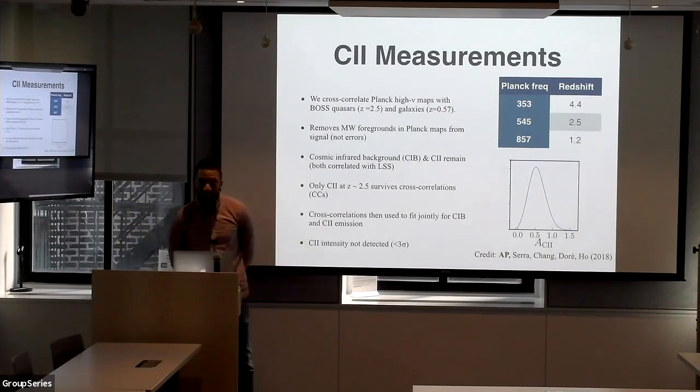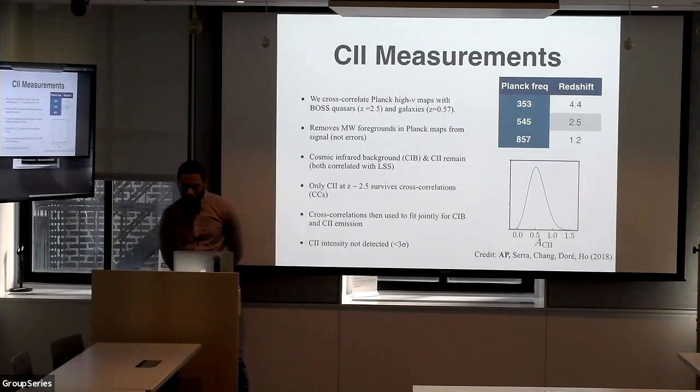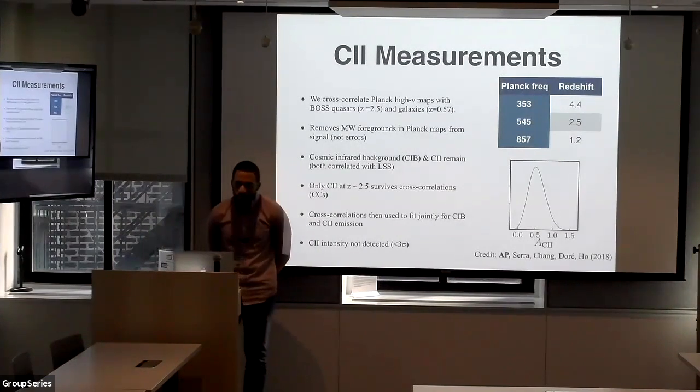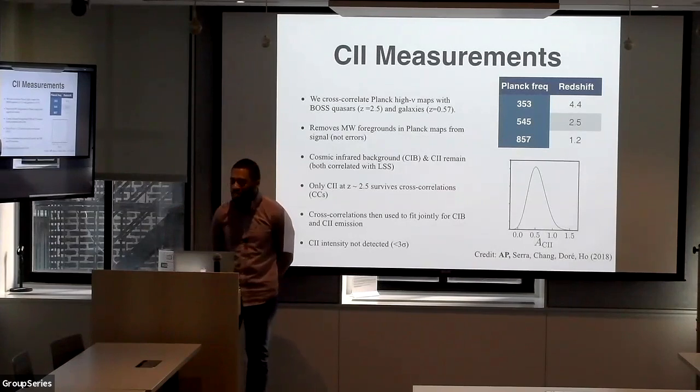However, this is not true for the CIB. CIB is extragalactic, so it should indeed cross-correlate with the quasars. So we couldn't expect that it would all fall away. However, luckily for us, Planck doesn't have just one band; it has multiple bands. Obviously, it wouldn't be able to do science otherwise.